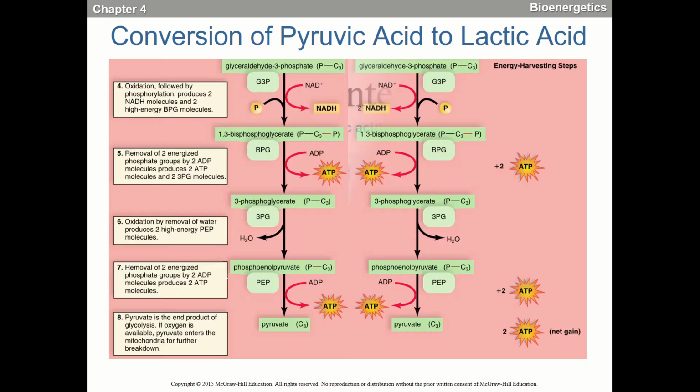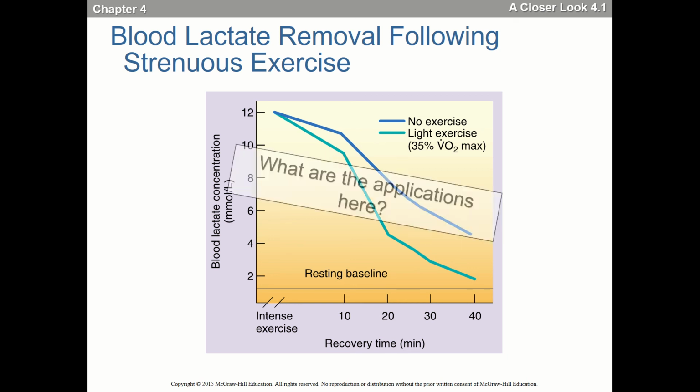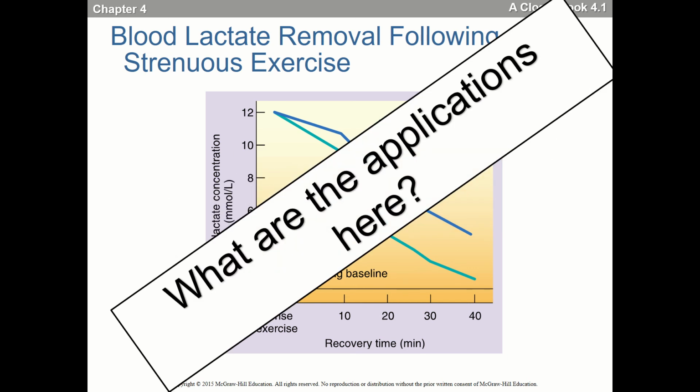Now, we're going to go a little bit further right here, since I'm talking about it. Blood lactate removal following strenuous exercise. Check out this graph. That blue line, that's with no exercise. Everyone sees it going down, right? Now, with light exercise, 35%, they hedged their bets, went right between 30 and 40, it goes down faster. So my question to you is, what's the application? What can we do with this? Anybody have a guess?